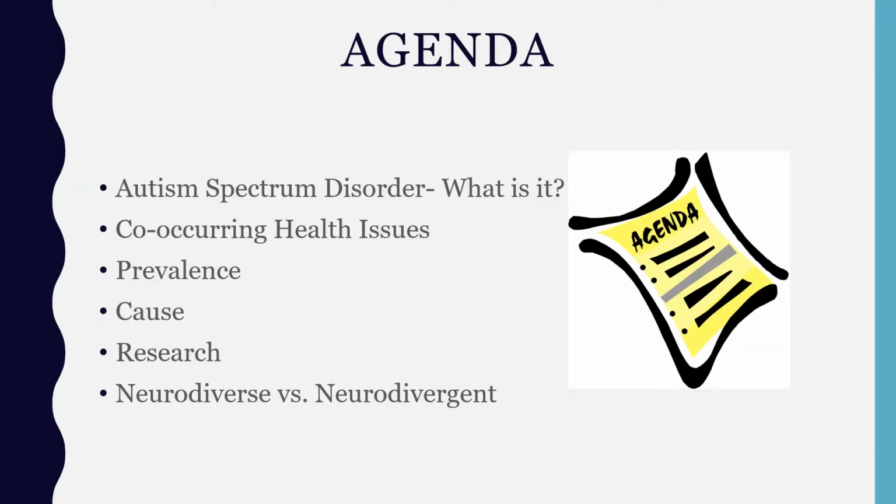So in this workshop, it's a little bit of an introduction on what autism spectrum disorder is. We're going to also talk about some co-occurring health issues, prevalence, cause, research, and finally what neurodiverse versus neurodivergent means.